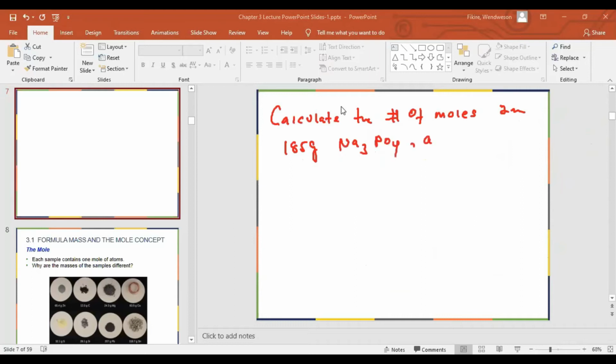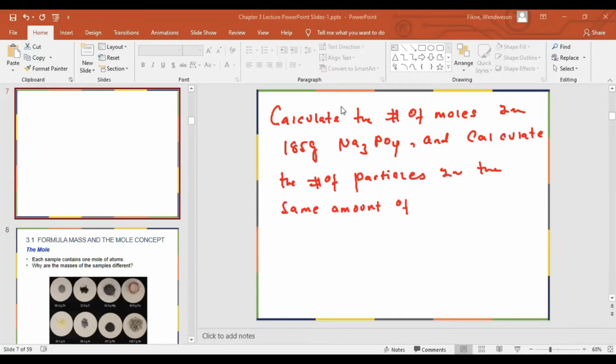And calculate the number of particles in the same amount of sodium phosphate. Okay, let's do this as practice, as classwork. I'll give you about 5 minutes and then we'll go from there.